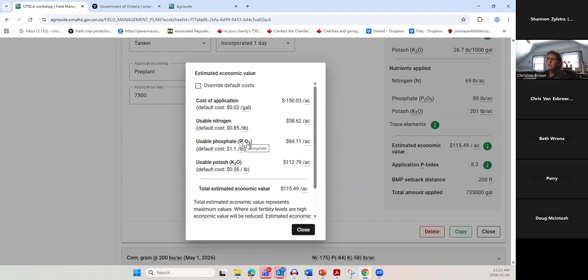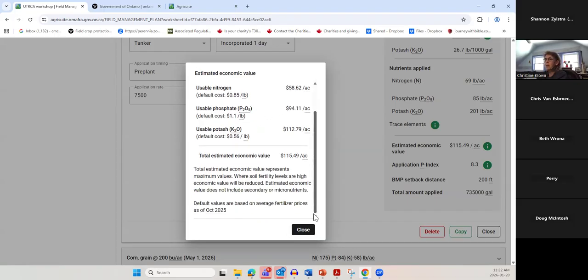And it would be similar, MAP would be a little bit higher because you've got the nitrogen component in there as well. And then the potash, that number goes up and down. It hasn't changed that much of late. But yes, you can definitely override those costs to be your own. This is just a fast way of looking at it.